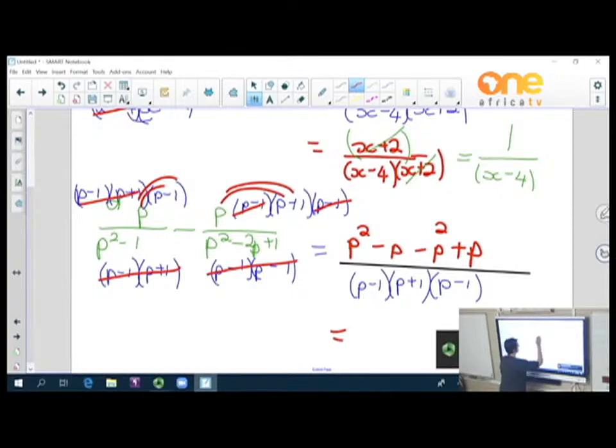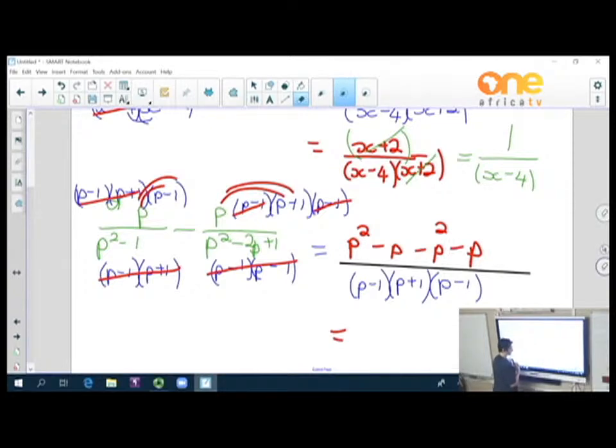Now this one is a negative p. Yeah, the sign is not right here. This is a negative p. So this will cancel out, and then you have negative 2p over p minus 1, p plus 1, p minus 1.